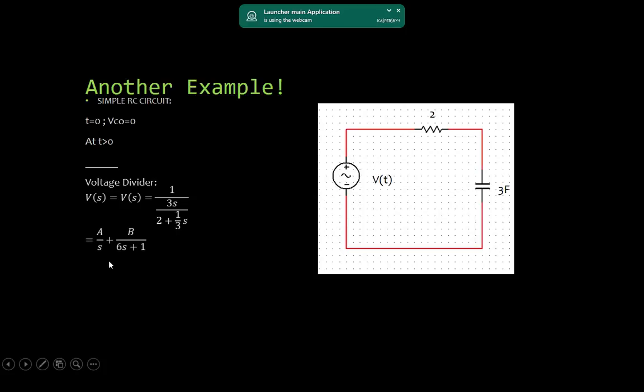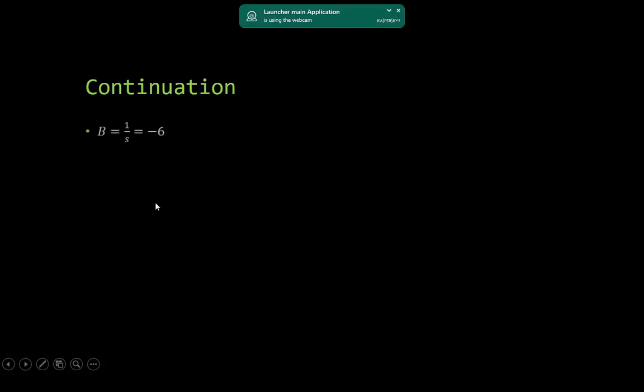Now we will use the partial fraction, A over S plus B all over 6S plus 1, and we will factor out the 6S, so therefore we will multiply it by 1 over 6. So A over S plus 1 over 6 times B all over S plus 1 over 6. Using the cover-up method, we have B equal to 1 over S, which is equal to negative 6, and for A we have 1 over 6S plus 1, which will give you 1. Substituting it to A and B, we have 1 over S plus 1 over 6 times S plus 1 over 6.